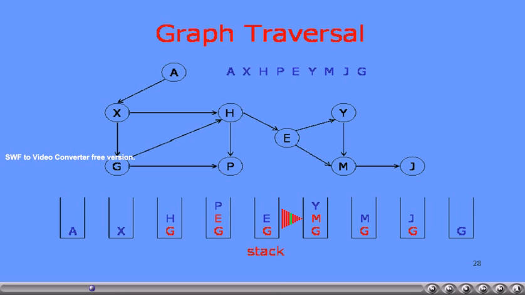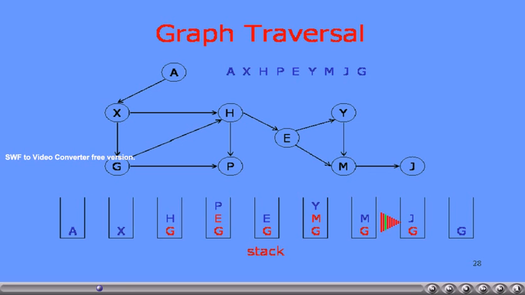Now E is popped out of the stack, it is marked as visited, and then its neighbors, both M and Y, are pushed into the stack. Now Y is popped out of the stack, it is marked as visited, and its unprocessed neighbors are pushed into the stack. However, M is already in the stack, so though M is a neighbor for Y, it is not required to be pushed because it is already there in the stack. Now when we pop from the stack, M will come, it will be marked as visited, and its neighbor J will be pushed into the stack.